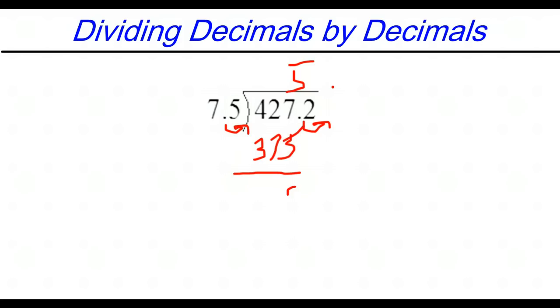Divide that through. 7 minus 5 is 2. 2 minus 7 we can't do, so we borrow. 12 minus 7 is 5. And we are left with 52 as remainder.